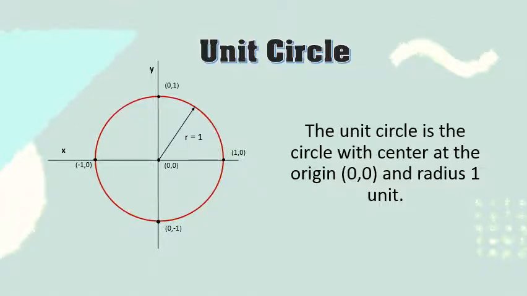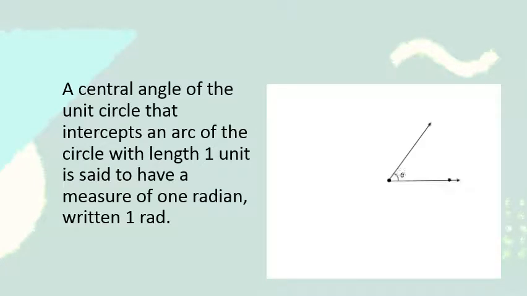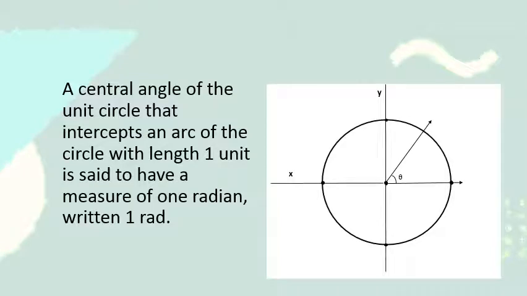While a central angle of the unit circle that intercepts an arc of the circle with a length of 1 is said to have a measure of 1 radian, which is equal to 57.3 degrees. These lines forming an angle are congruent with an exact measure of 1 unit.